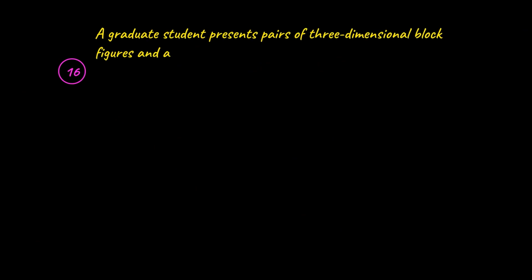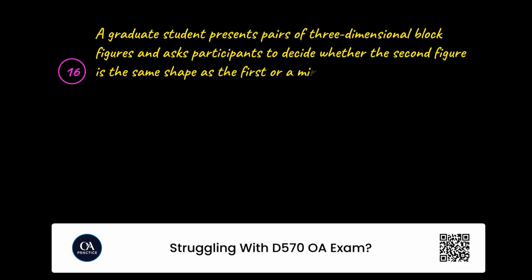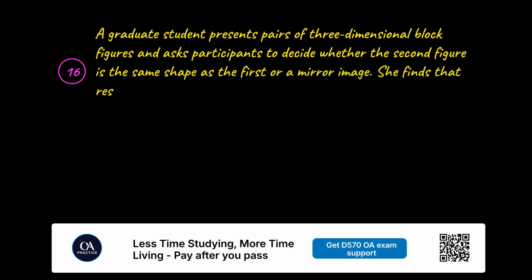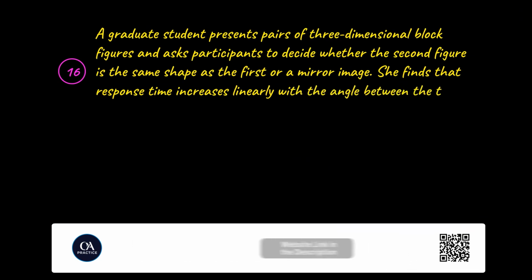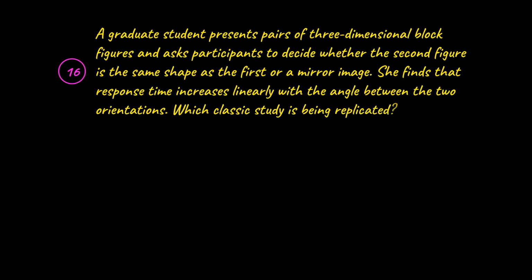Question 16. A graduate student presents pairs of three-dimensional block figures and asks participants to decide whether the second figure is the same shape as the first or a mirror image. She finds that response time increases linearly with the angle between the two orientations. Which classic study is being replicated?